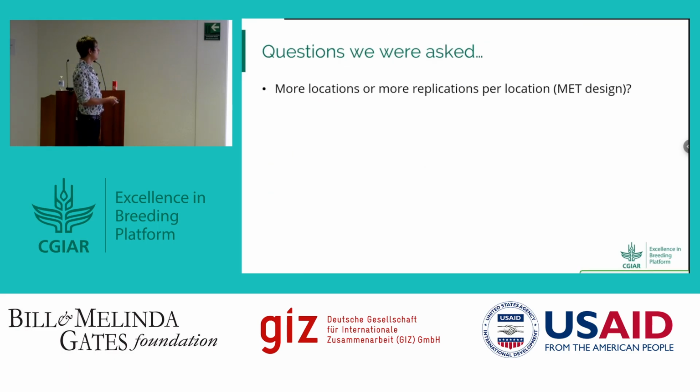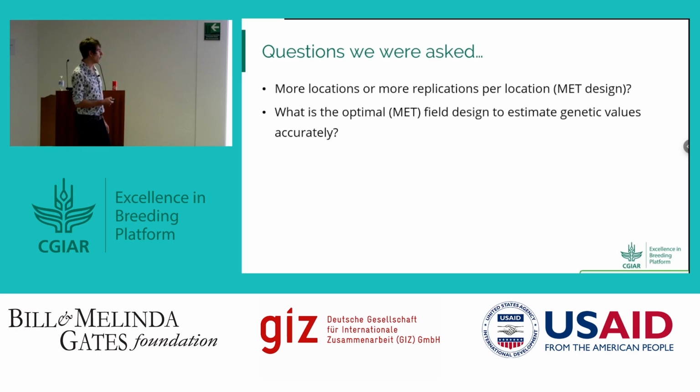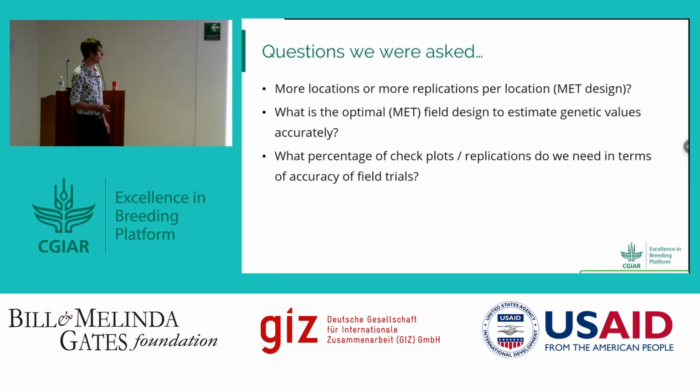Now, let's get started. The stuff we're going to talk about in the next couple of days are answers to questions that the different breeders of the programs we're working with, including you, asked us. With regard to field trials, the most common questions were, for example, should we test in more locations or should we test more replications per location when we do MET trials? What is the optimal MET field design to estimate genetic values and do selection accurately? These are highly related questions. Another popular question was about the checks. What percentage of check plots or replications do we actually need in our field trials to do a proper field trial analysis?